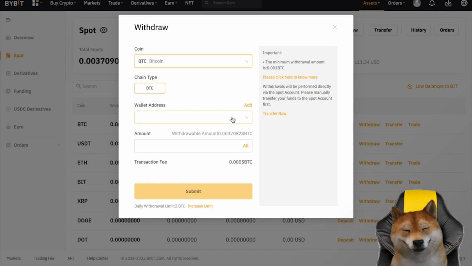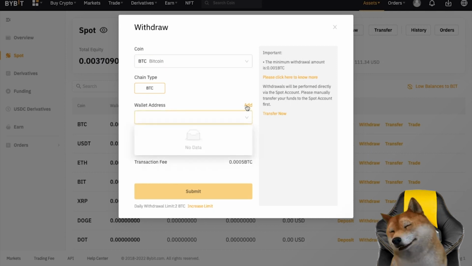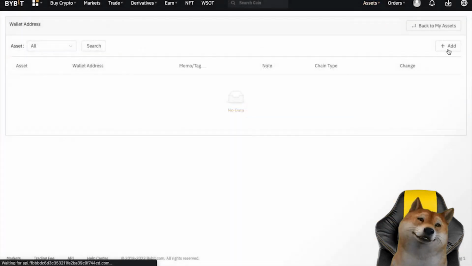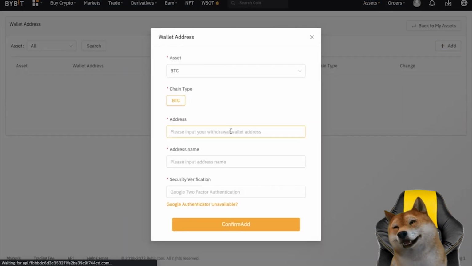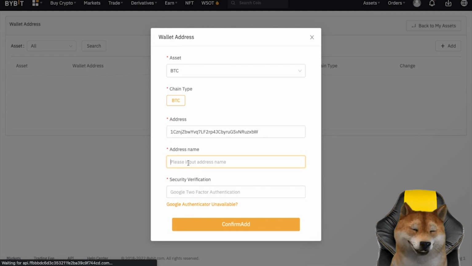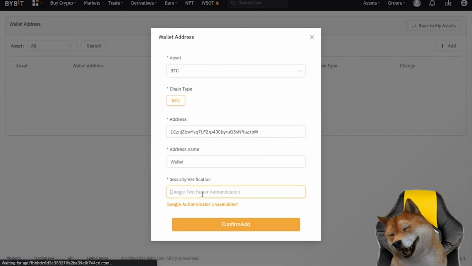You'll then need to add the address that you want to withdraw to a whitelist. By choosing Add, then you can enter in all the address information. You'll need to paste in the address, which you'll need to ensure is exact again, and then enter an address name. You may also be prompted to enter in your two-factor authentication code, and this is to prove that it's you and not someone else adding this withdrawal address.